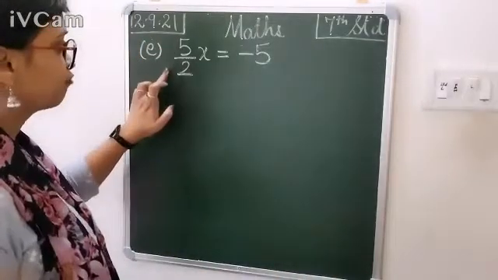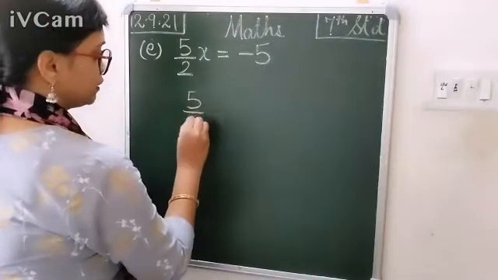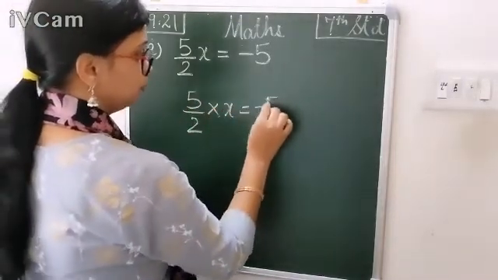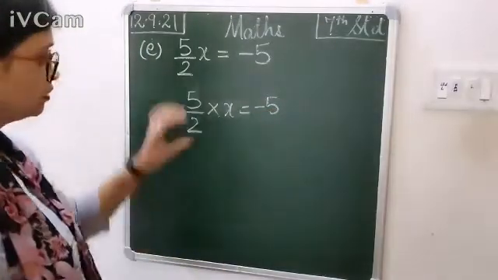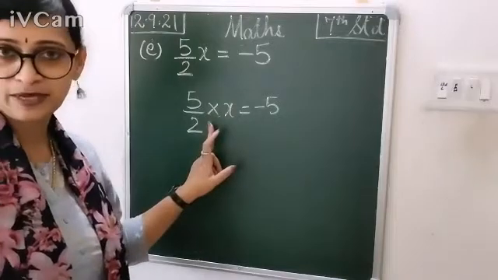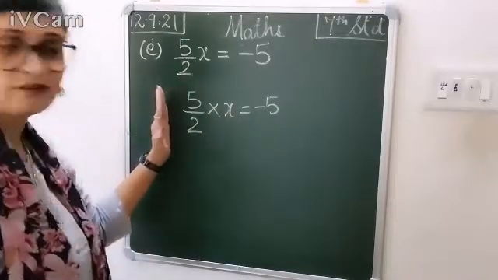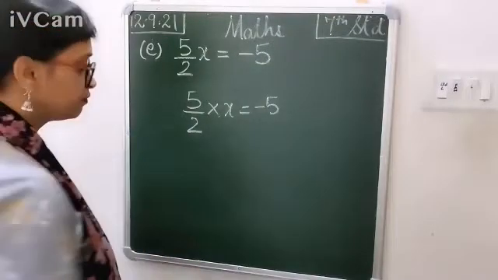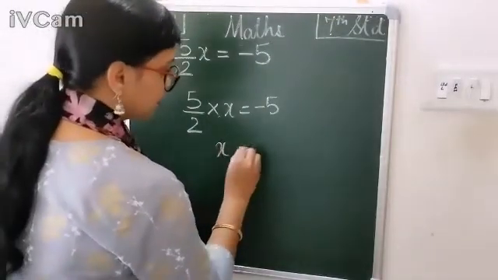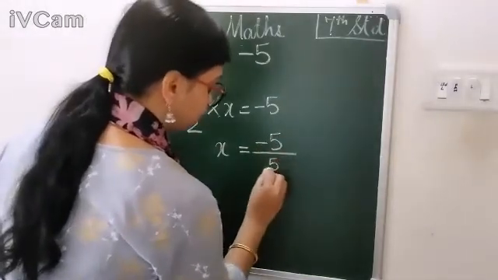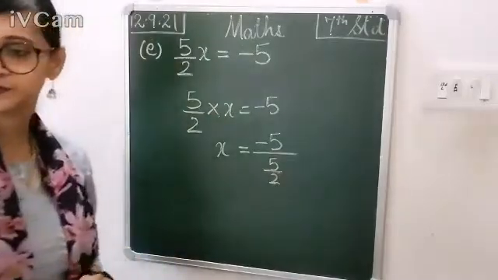Okay, here you have 5 by 2. Can also be written as 5 by 2 into x is equal to minus 5, correct? So here this fraction is multiplied to the variable. So when this fraction has to shift or transpose to the right hand side, it will go to the division sign, which means x is equal to minus 5 divided by 5 by 2, correct?